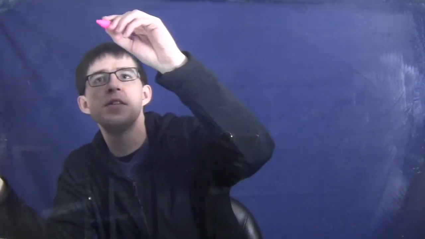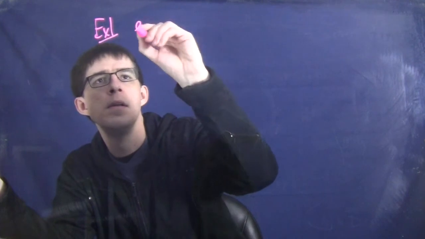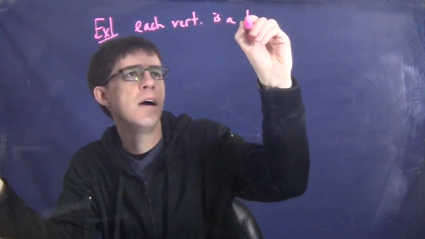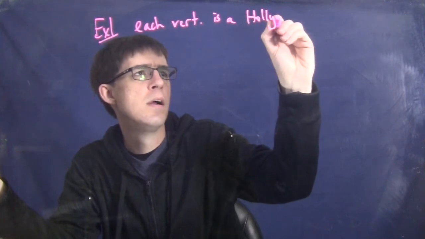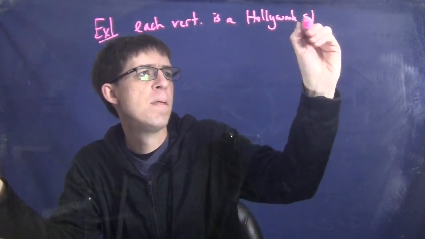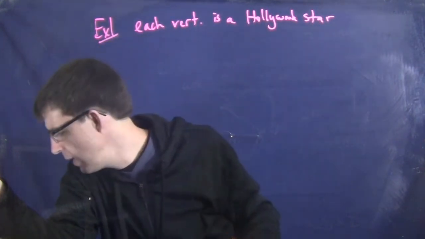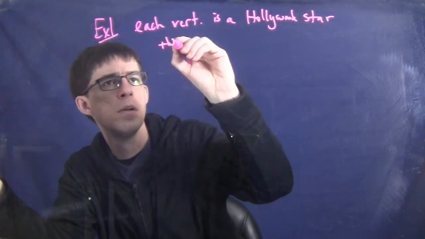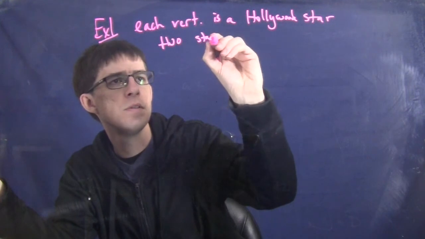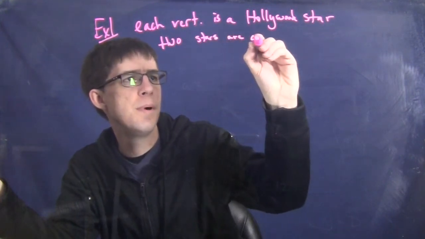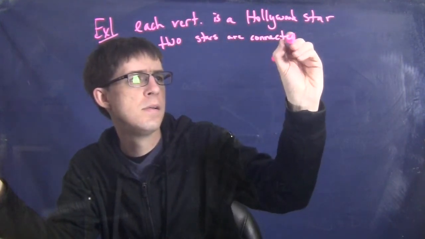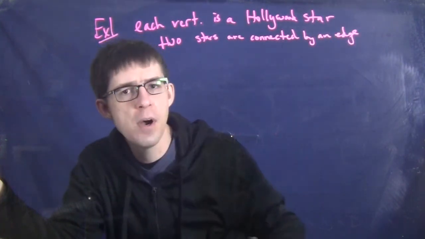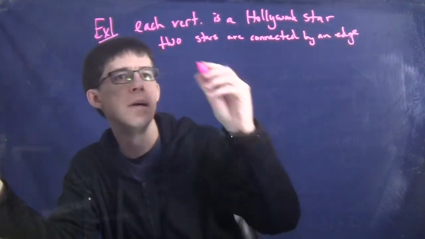Okay, here's another one. Let's consider each vertex is a Hollywood star, famous actor, all right, and two stars are connected by an edge if they have been in the same movie together.